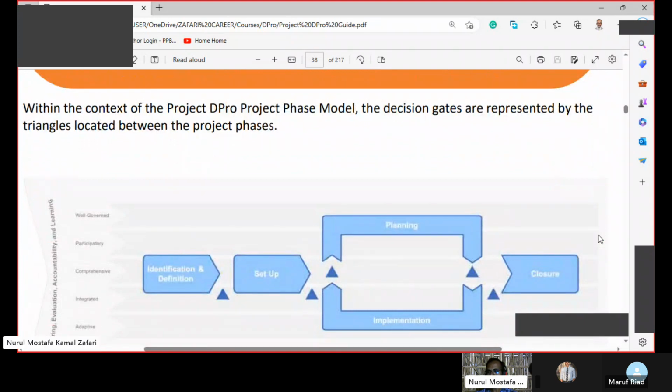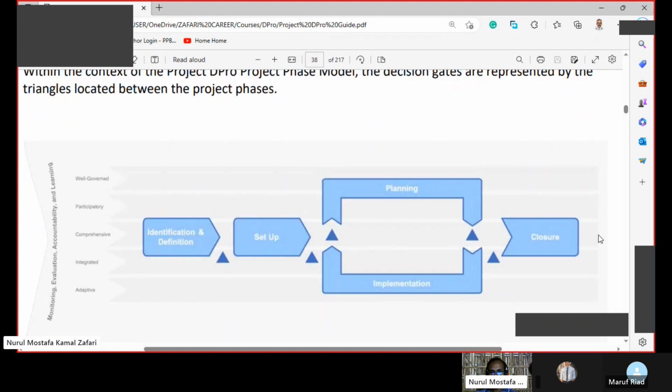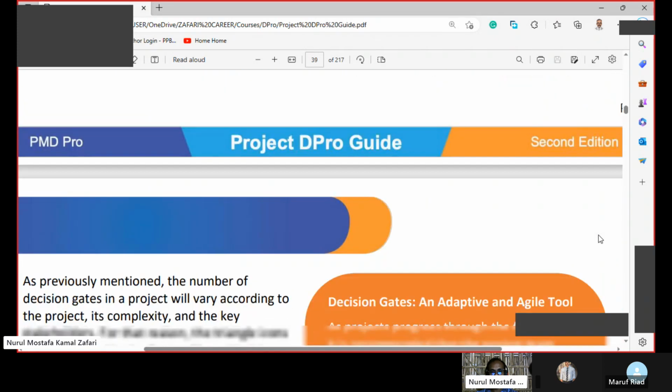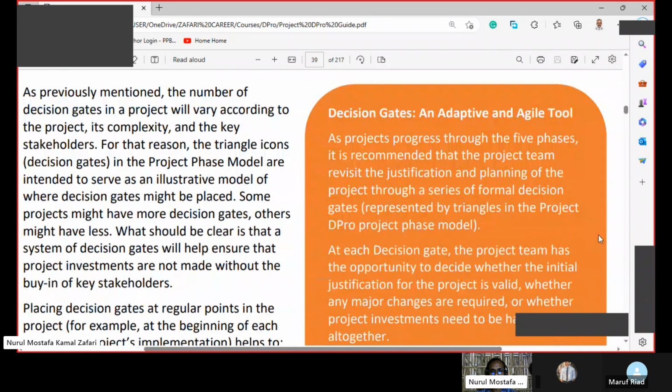In the context of the DPro project phase model, the decision gates are represented by the triangles located between the project phases. So we have discussed this diagram earlier. Let's see if other text is available. Yes, there is still more text, so let me read.